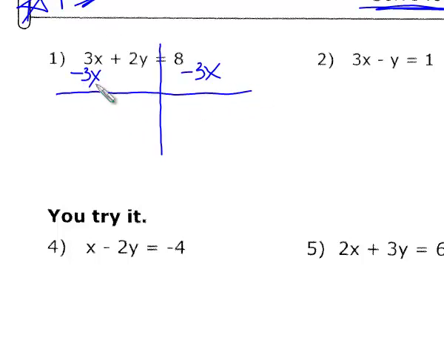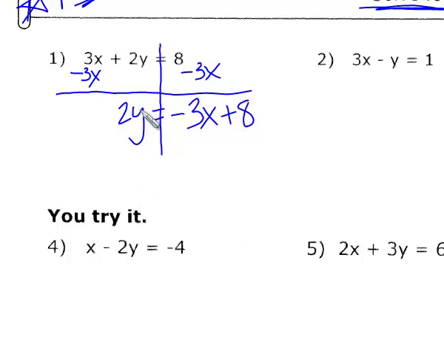Okay, so let's see what I get. These cancel out, and that's 0, and then I have 2y left on the left side equals, now this 8 and this 3x cannot be combined. They are not like terms. So I'm going to put my negative 3x first, and then plus 8.